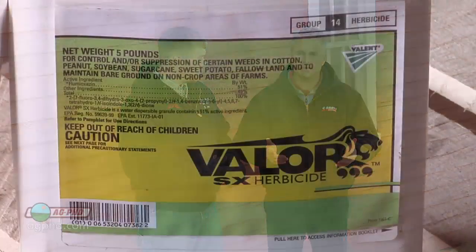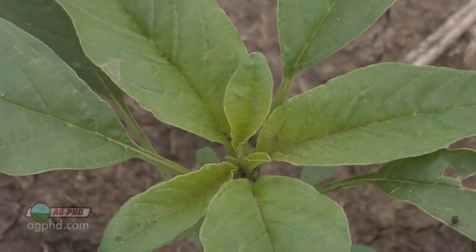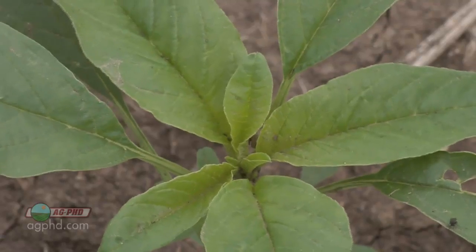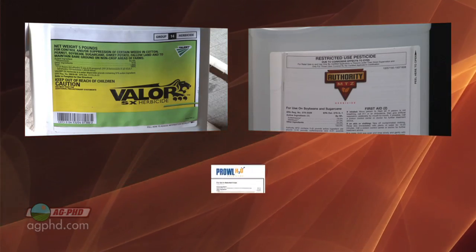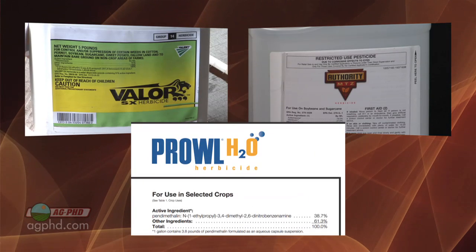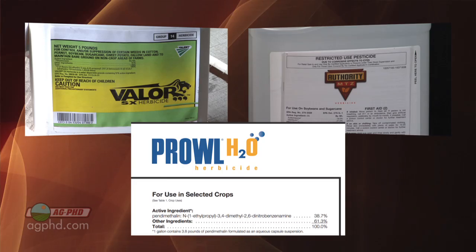So for example, in soybeans, I can't use a high enough rate of Valor or Authority to for sure kill 100% of my waterhemp and lambsquarters. But if I did Valor and Authority plus a little metribuzin plus some Treflan, Sonalan, or Prowl, now I've got enough out there, all with activity on waterhemp and lambsquarters, and I can wipe those things out.